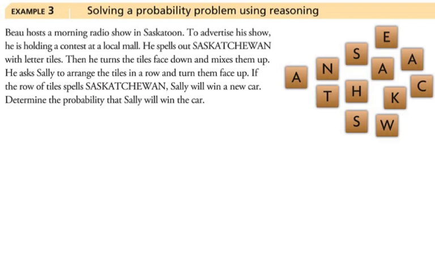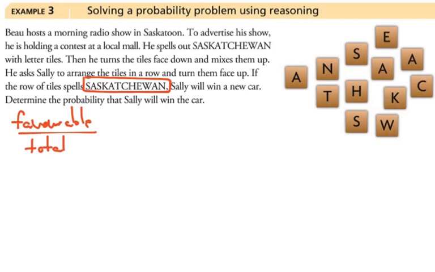So the probability that Sally will win the card, well, we need to look at favorable outcomes divided by total outcomes. And I'm going to do this separately just because of the complexity of the math. For the favorable outcomes, you might say, well, there's only one way to spell Saskatchewan. Well, not quite. Because of the repetition, there's multiple ways of spelling Saskatchewan.